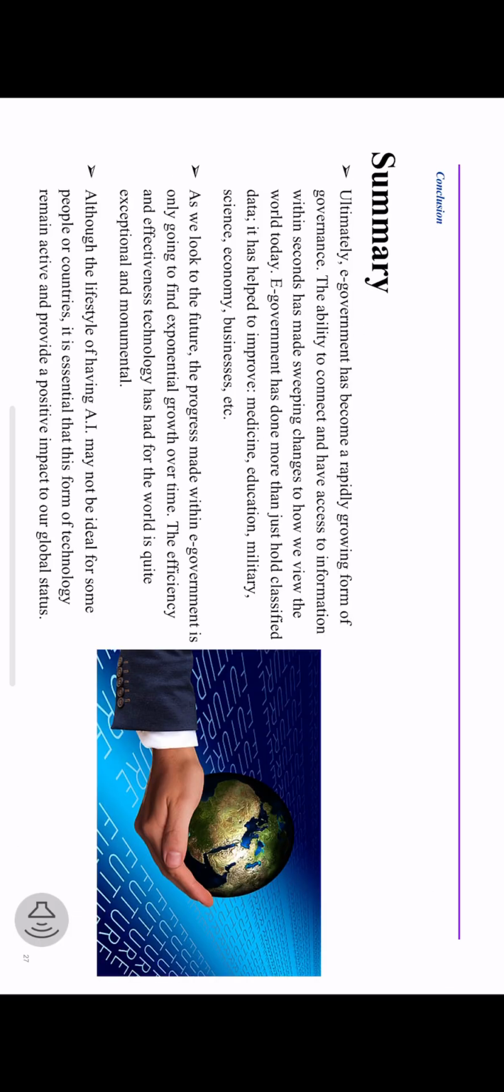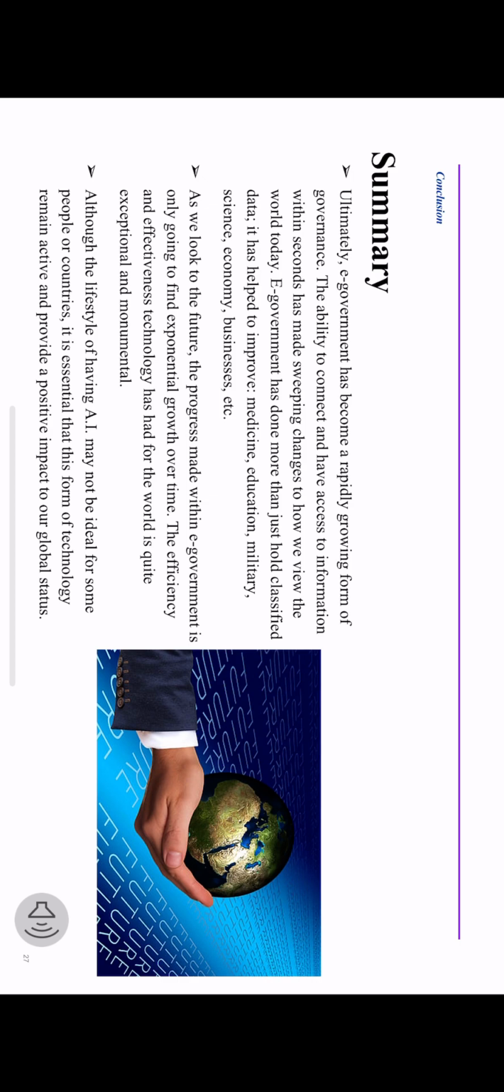Now that we have given you all the information in the world on e-government, here's a little summary. So ultimately, e-government has become a rapidly growing form of governance. The ability to connect and have access to information within seconds has made sweeping changes to how we view the world today. E-government has done much more than just hold classified data. It helps improve medicine, education, the military, science, economy, and businesses, and even more.